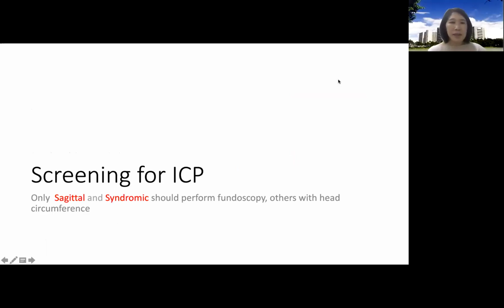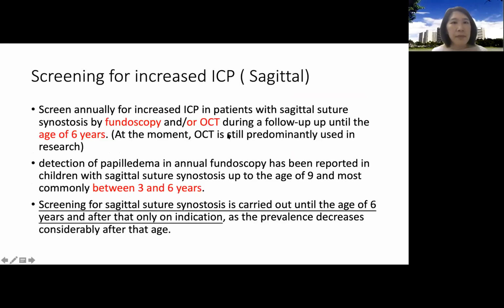So the other topic I want to discuss is how about the screening for the ICP? For the recommendation, only sagittal and syndromic patients should have fundoscopy. For the others, you just need to do the head circumference measurement. For the sagittal, you should do fundoscopy and or the optical coherence tomography, that's the OCT, annually until the age of 6 years.